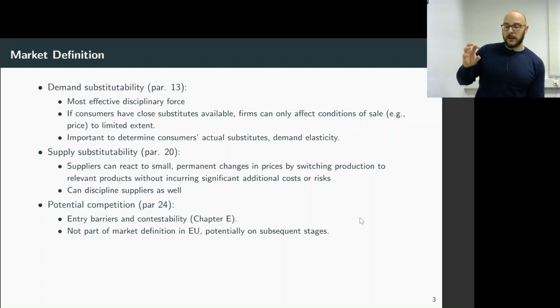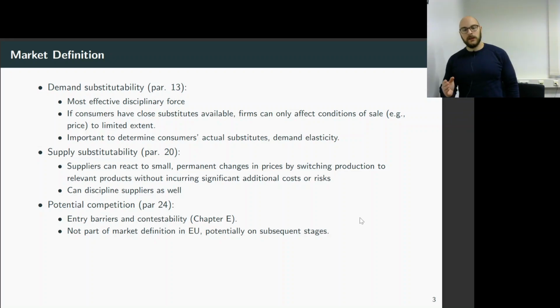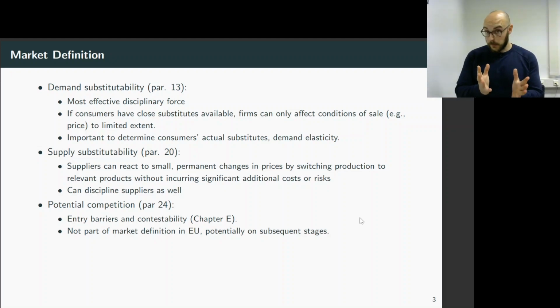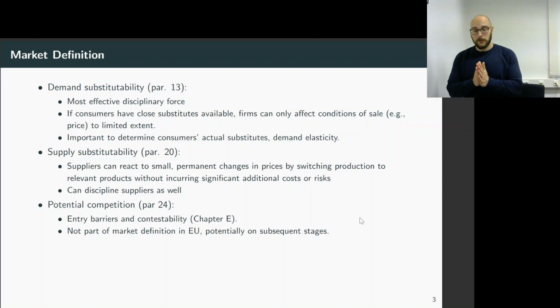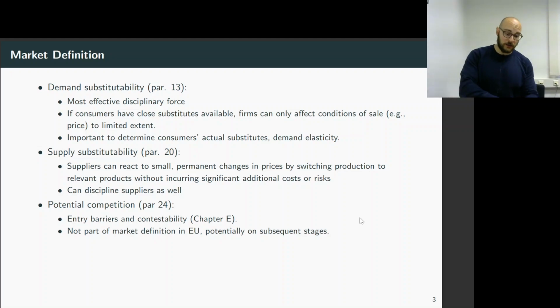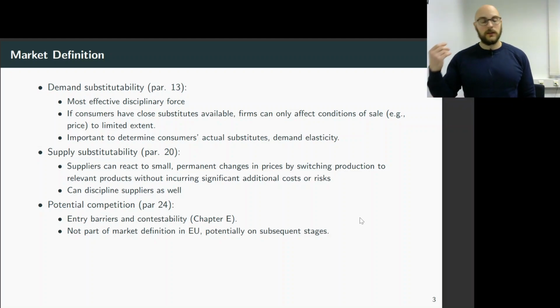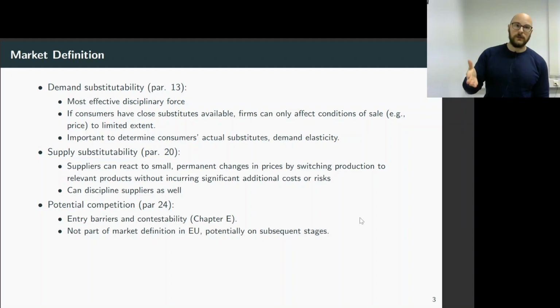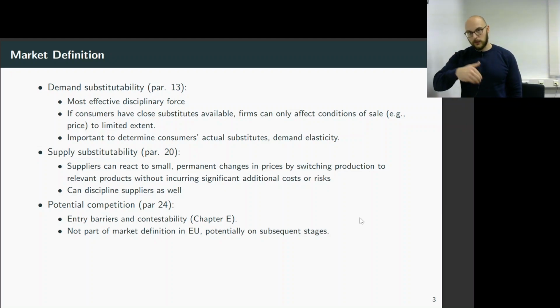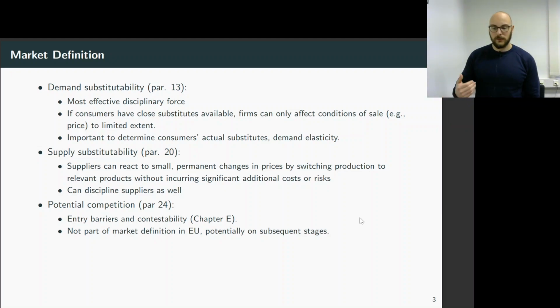Potential competition is a little bit more subtle because it basically means that you have this contestability concept at play, which we have been talking about in chapter E. It basically means how easy it is for potential competitors that are not yet in the market to get into the market. And that stage is not considered a part of market definition, but it is potentially investigated on subsequent stages. Right? So it's not part of the general blueprint on how to examine a merger, for instance. But it will be relevant on later stages, probably.